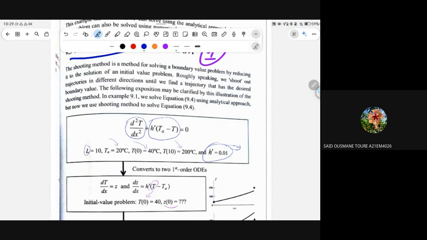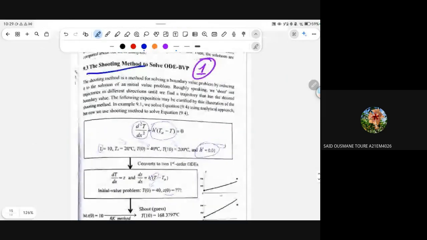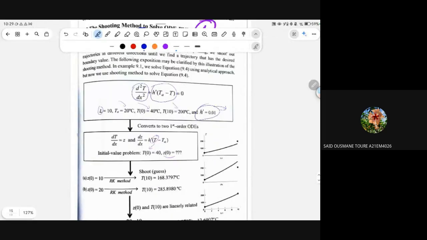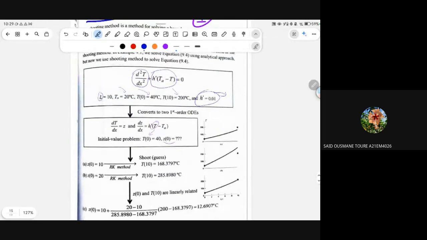Okay? And they put h equals 0.01, h prime equals 0.01. So I'm assuming that h has a value. It has to have a value for you to be able to solve it. That's the essence of it, okay? However, they didn't put it in the question, basically. I don't know for what exact reason, they didn't put it.